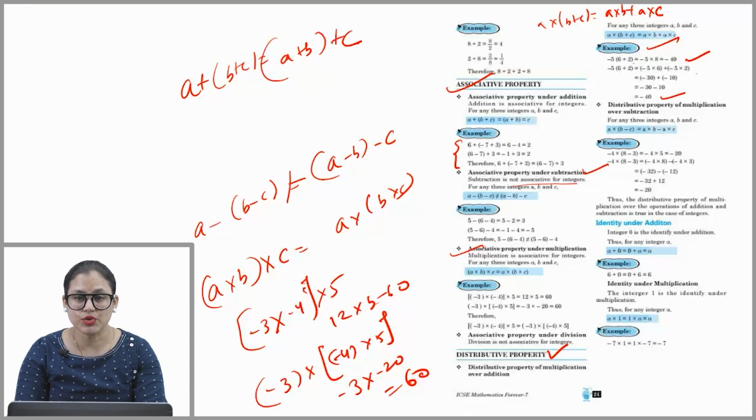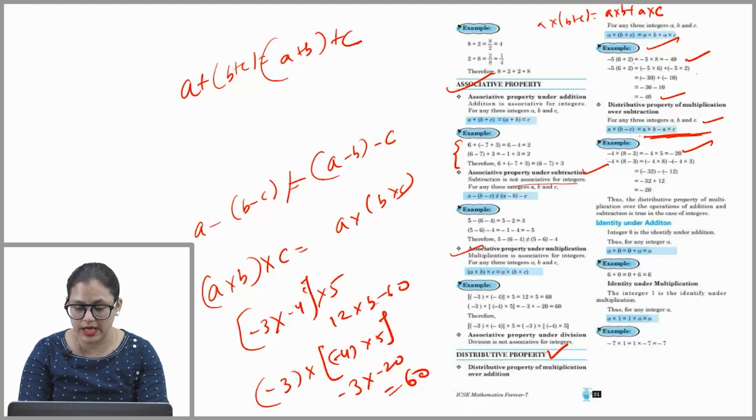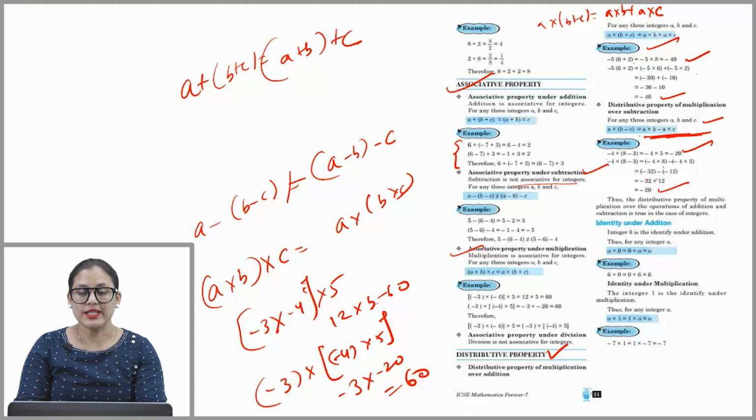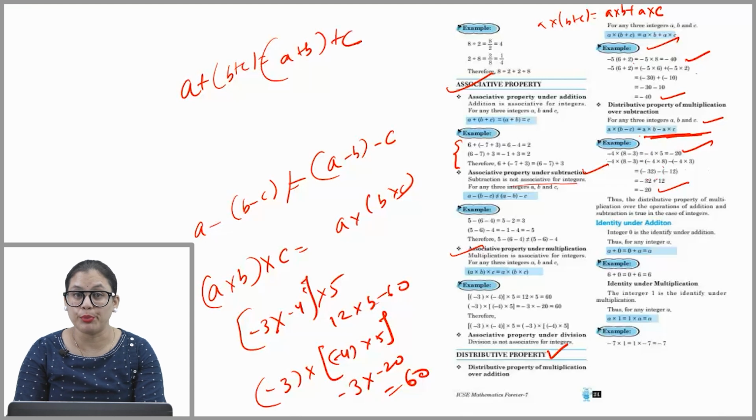Okay. Next, distributive property of multiplication over subtraction. For any three integers a, b and c, a into b minus c is equal to a into b minus a into c. For example, minus 4 into 8 minus 3 is minus 4 into 5, that is minus 20, and minus 4 into 8 minus 4 into 3, that is minus 32 minus in bracket minus 12. Minus 32 plus 12 is minus 20. Thus, the distributive property of multiplication over the operations of addition and subtraction is true in the case of integers.